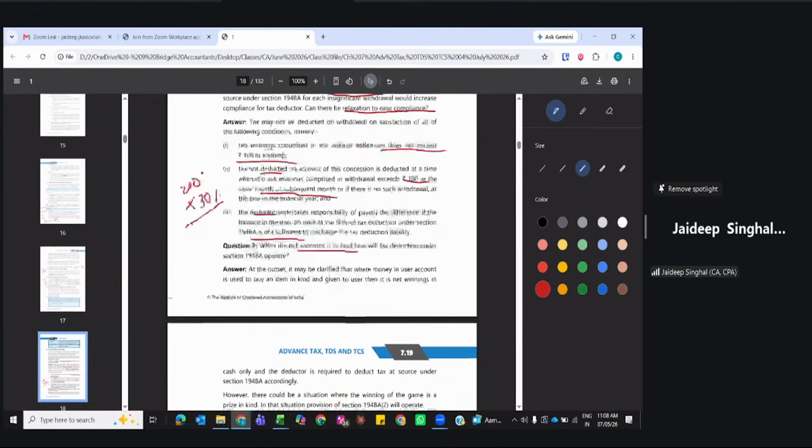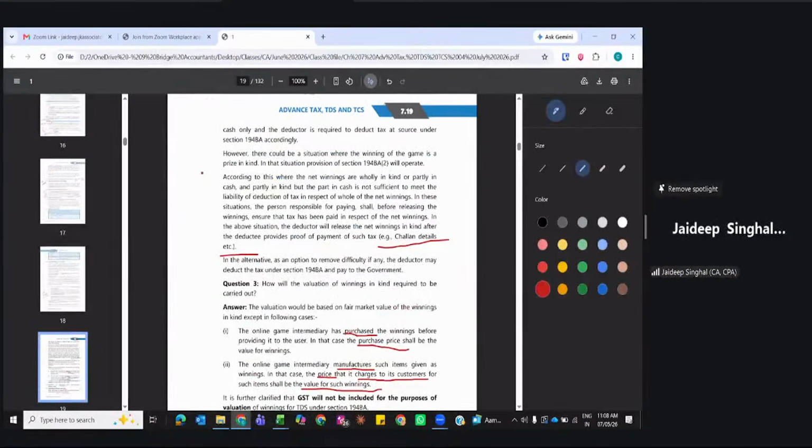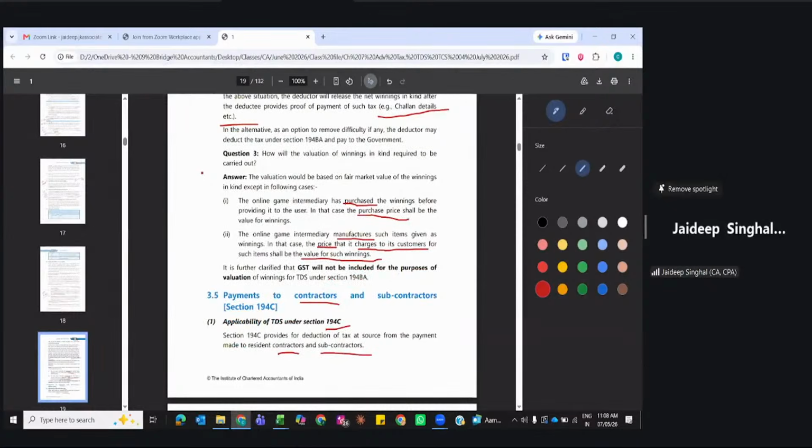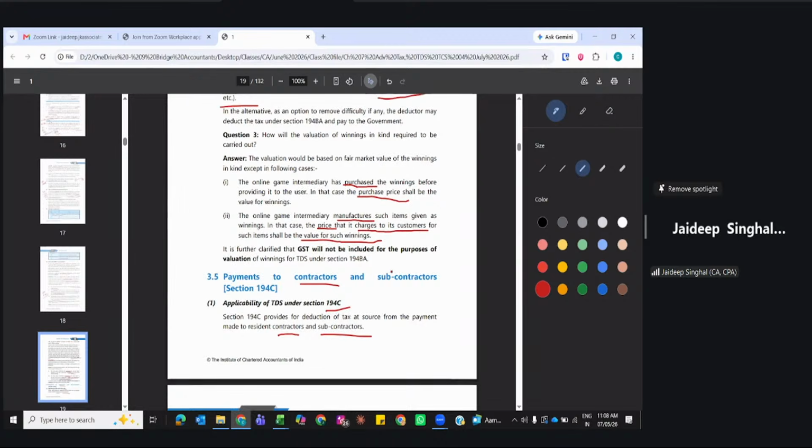When the winnings are in kind, we have already discussed the scenario. In case of kind, how is the value determined? If the online gaming company has purchased those materials, the purchase price will be the value of the winning. If they manufacture it, then whatever price it is normally sold to the customer, that will be the fair market value for the in kind.